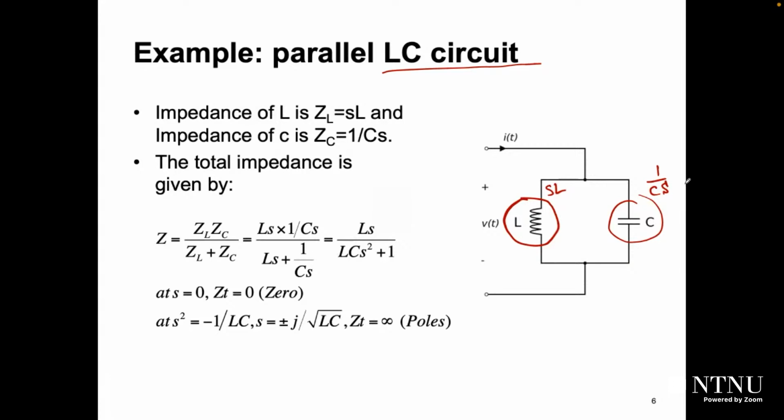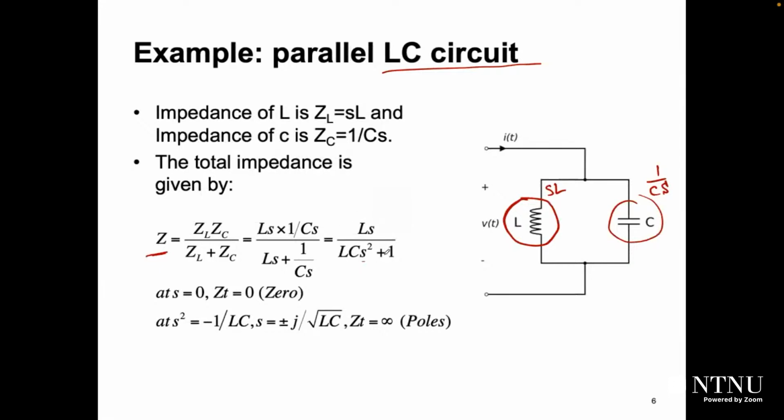Total impedance: because these are two branches in parallel, the overall impedance Z will be ZL multiplied by ZC, divided by ZL plus ZC. Just substitute values. It will be LS multiplied by 1 divided by CS. S will cancel S, so it will be L divided by C, divided by LS plus 1 divided by CS. Multiplying by CS, this becomes LCS squared plus 1, and this becomes LS.